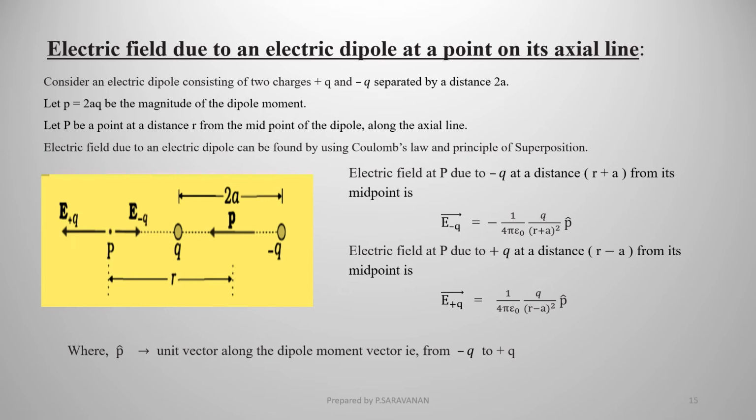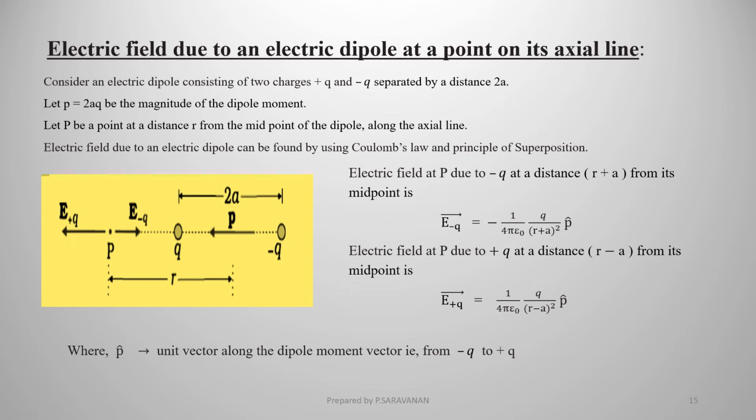Electric field at P due to minus q at a distance r plus a from its midpoint is given by E minus q vector, that is equal to minus 1 by 4 pi epsilon naught into q by (r plus a) the whole square into P cap. Similarly, the electric field at point P due to plus q at a distance r minus a from its midpoint is E plus q vector equal to 1 by 4 pi epsilon naught into q by (r minus a) the whole square into P cap.